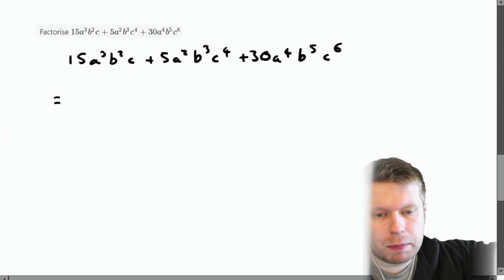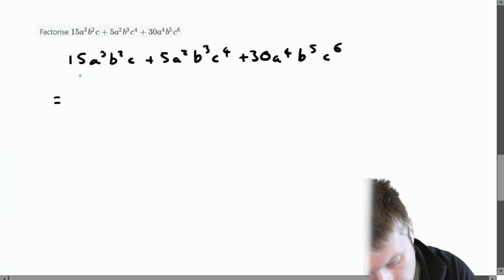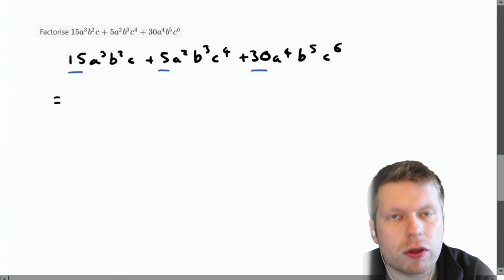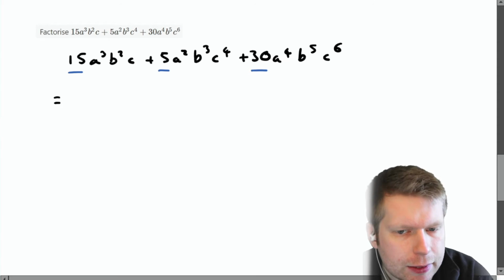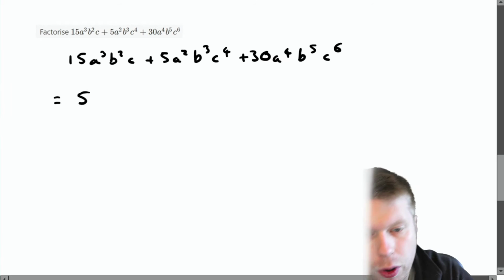So I'm going to ignore all the A's, B's and C's. I'm just going to look at the 15, I'm going to look at the 5 and I'm going to look at the 30. So can I think of a factor which is common to all of them? And I want the highest factor ideally. Well, 5. 5 works, doesn't it? So if I put a 5 as a factor on the outside of my bracket, that would definitely work.